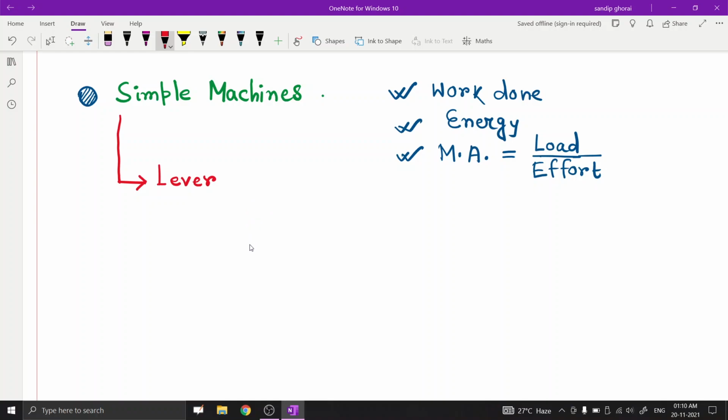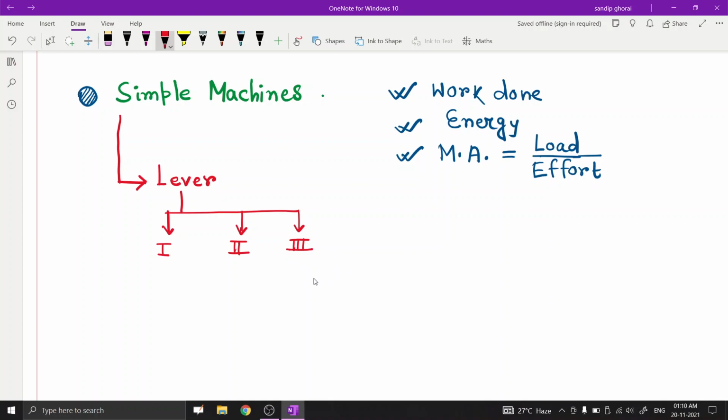A lever is a rigid bar that can rotate freely about a fixed point. Lever is also classified into 3 classes. One is class 1 lever, the second one is class 2 lever, and the third one is class 3 lever.